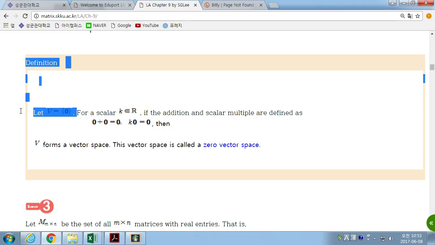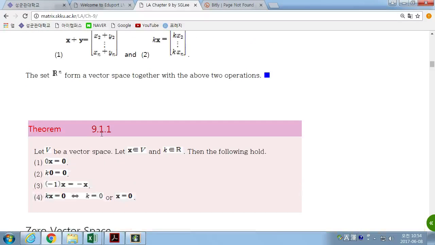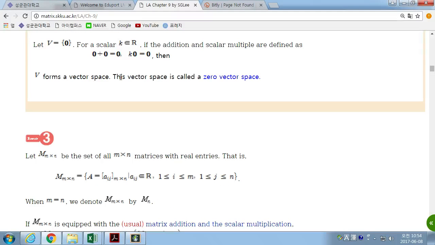So this form of vector space with these 2 operations can easily be checked. Vector addition is in W. Scalar multiplication is in W. So it satisfies the 2 basic properties. And if you check all the 8 properties, both sides are all 0. So it satisfies all the 10 properties. Okay? That's it. So it forms a vector space. We call it the 0 vector space, the trivial vector space.